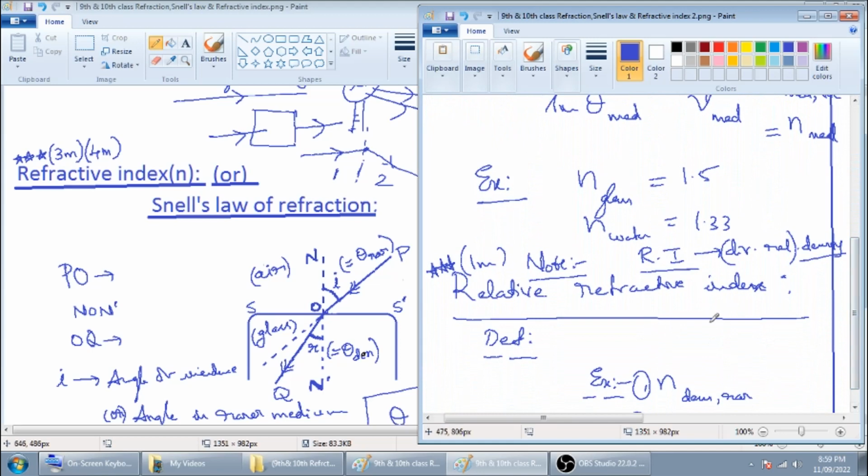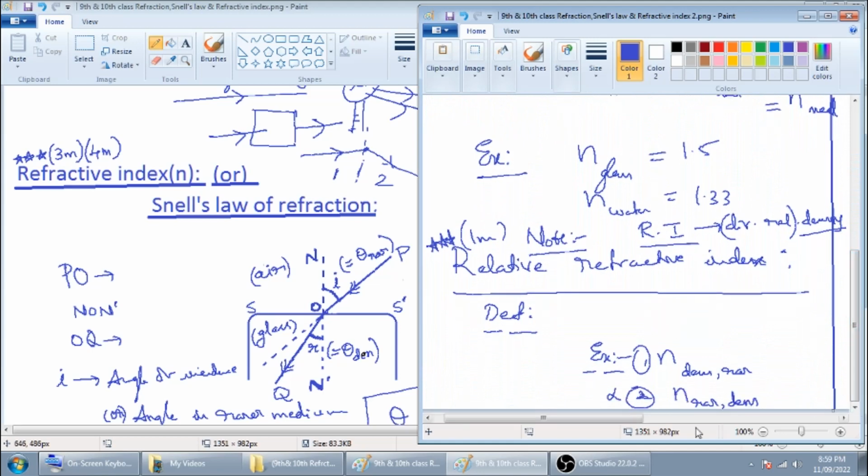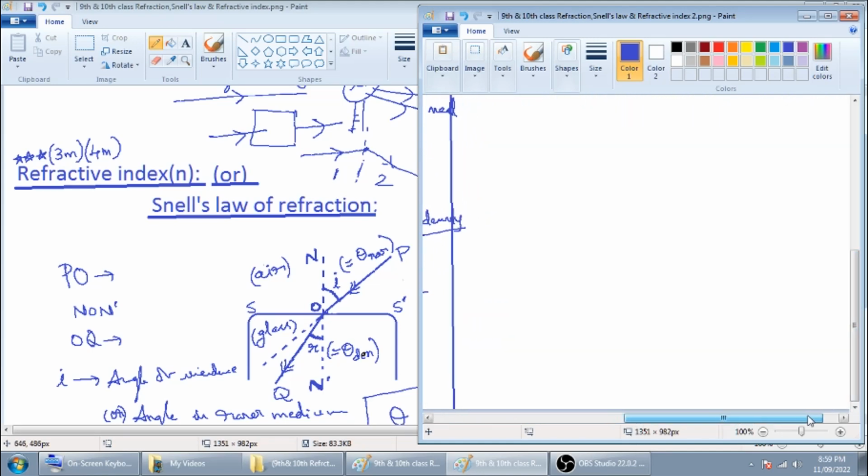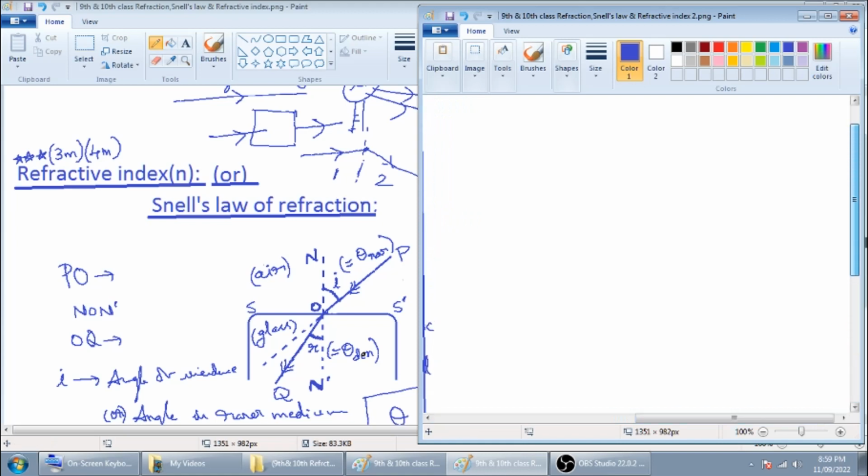Now, what is the relation between the relative refractive index and the absolute refractive index? Now, this can be understood by a very simple thing.